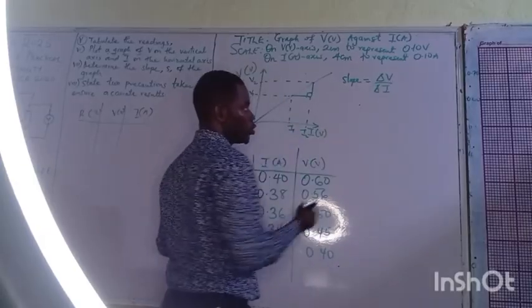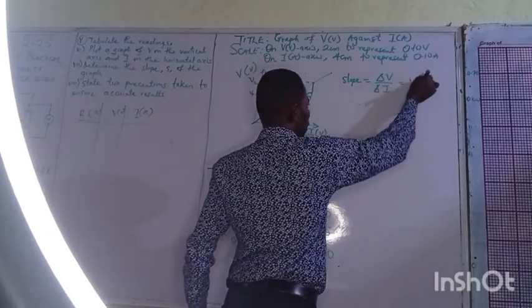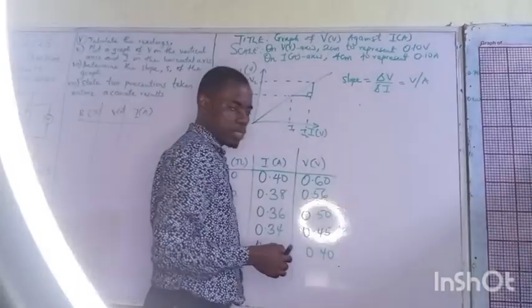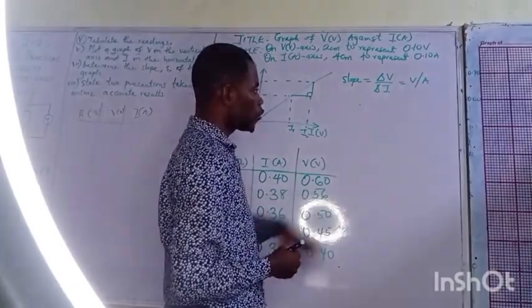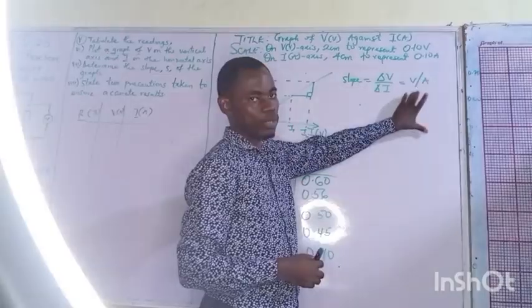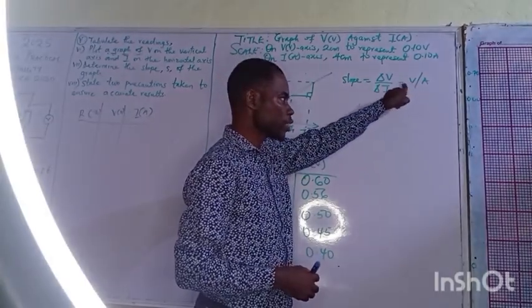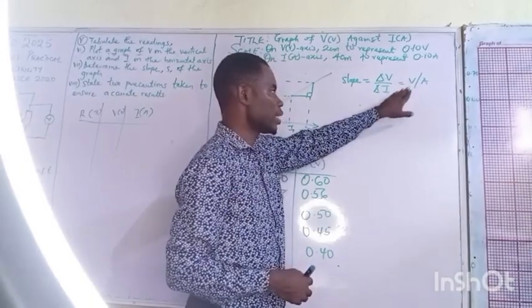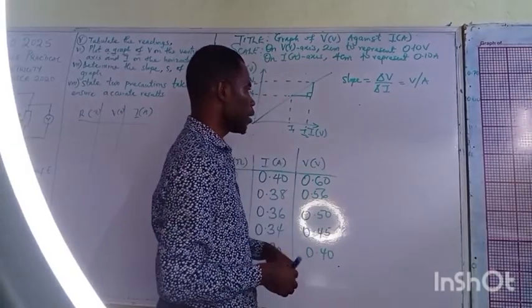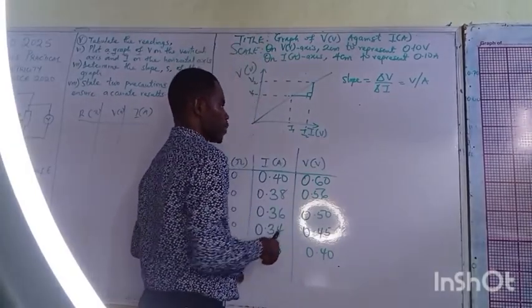And at the end of the day, your unit will be volts per meter. Not ohms, please, not ohms. It is volt per meter. Don't judge your mark by yourself. Let the examiner judge. Your own is volts over I, V over I, and the answer is volts per ammeter. Volts per ammeter.